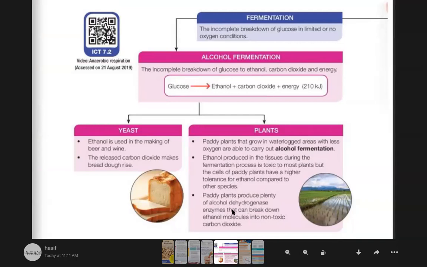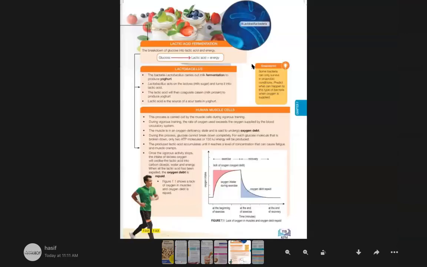So ethanol tu akan ditukar kepada carbon dioxide using enzyme. Nama enzim tu alcohol dehydrogenase. Okay, boleh faham? Okay, now we done for alcohol fermentation. Now we go for lactic acid fermentation.